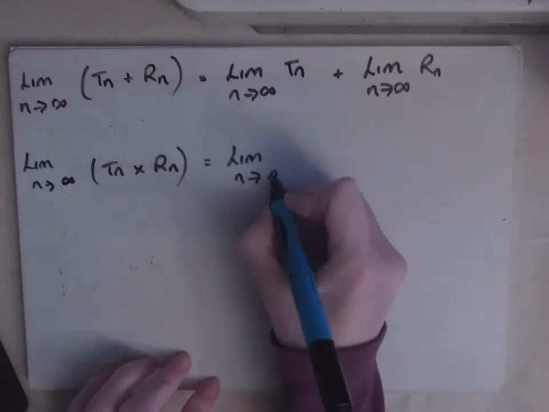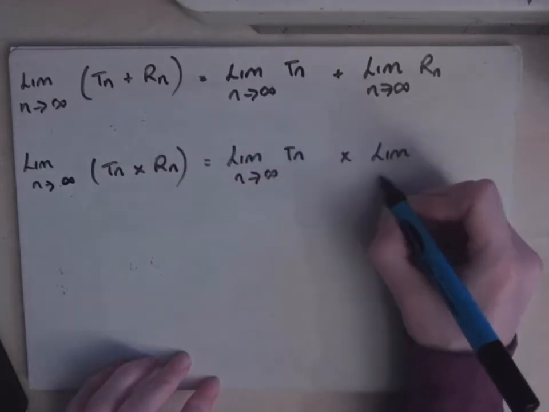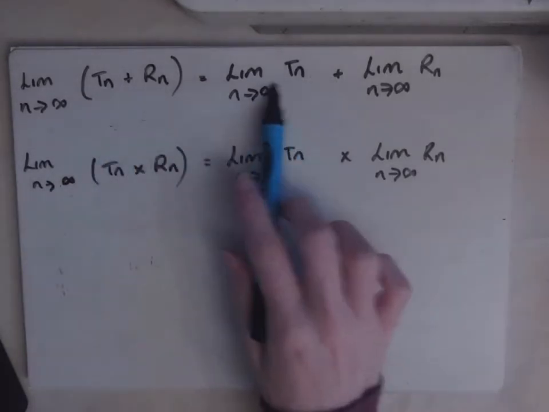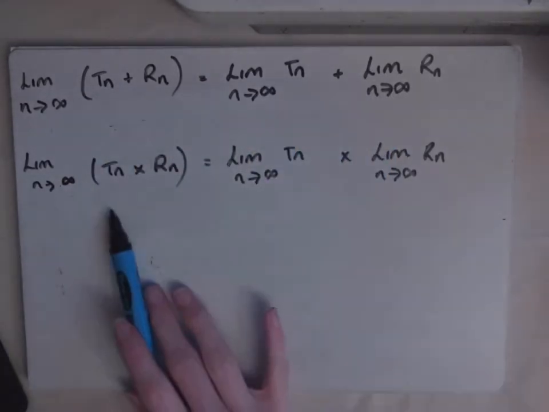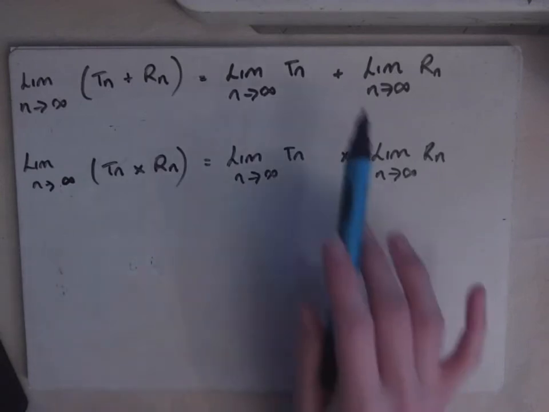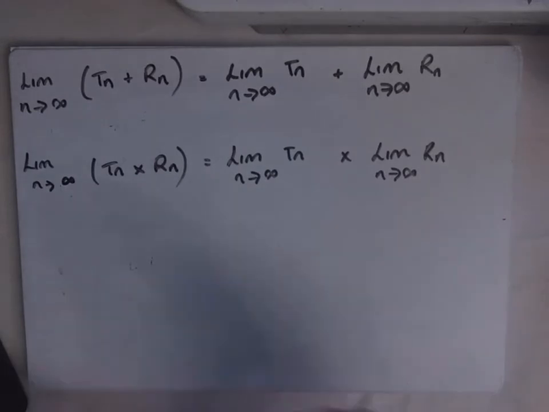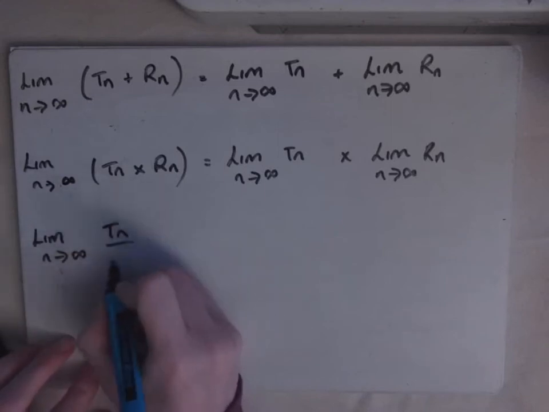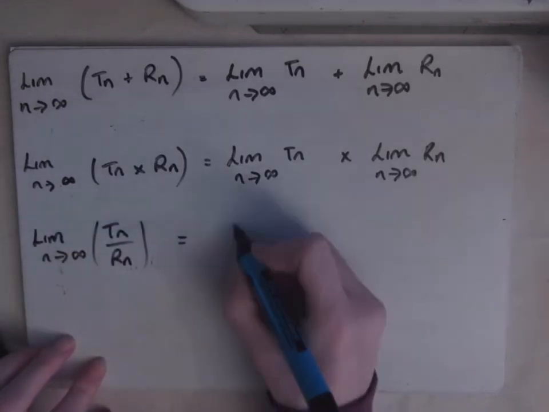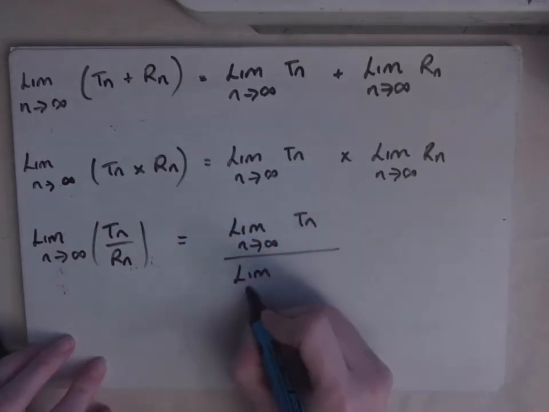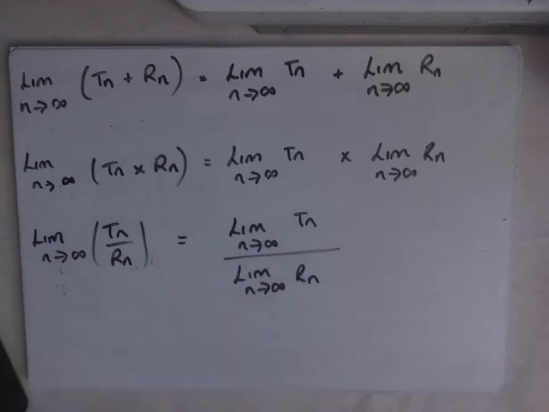You're just going to multiply the limits separately. So get the limit of Tn and get the limit of Rn, and you'll just multiply your two answers. Okay, so the limit of a sum is the sum of the limits, and the limit of a product is the product of the limits. So you're just getting the limits separately and multiplying them here, getting them separately and adding them here. Okay, and same if you're dividing. You're just going to get the limit as n goes to infinity of Tn and divide it by your answer for the limit as n goes to infinity of Rn.